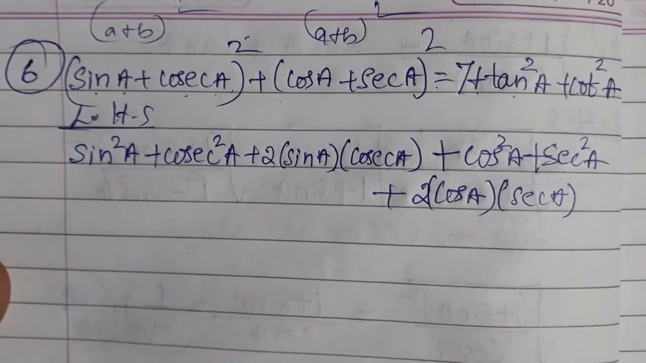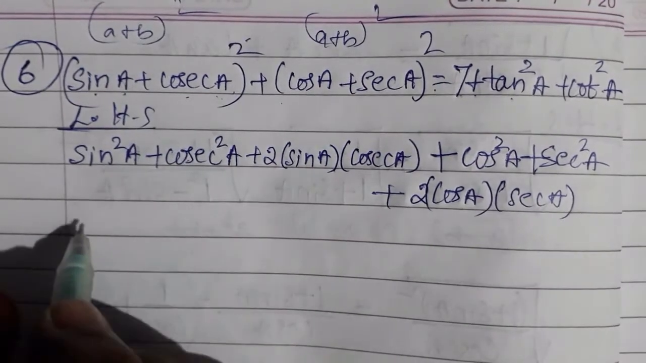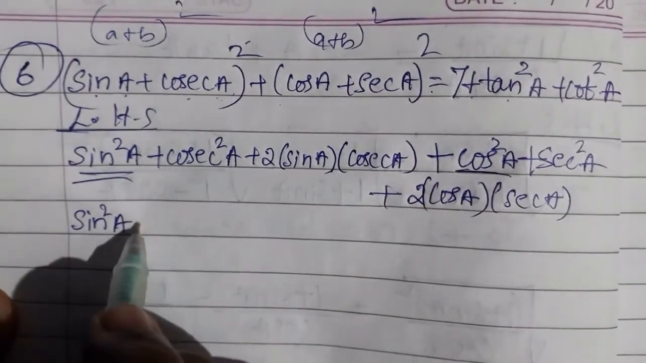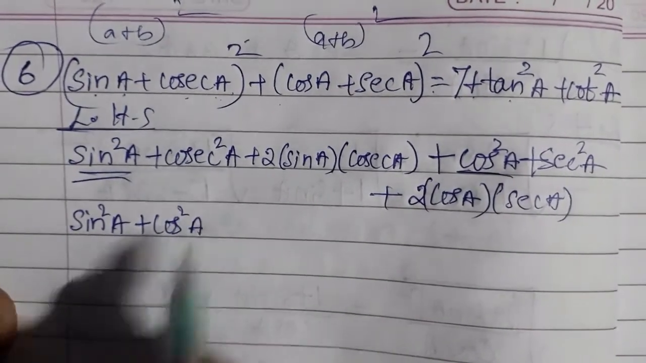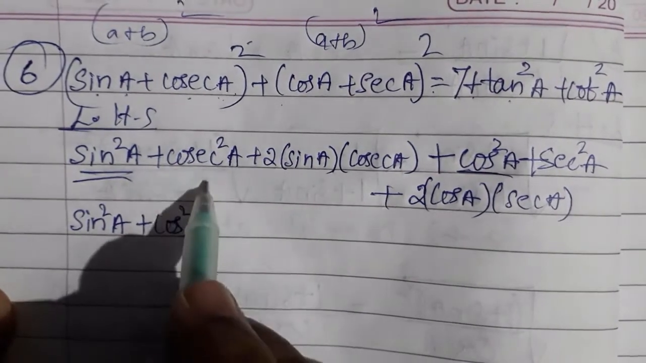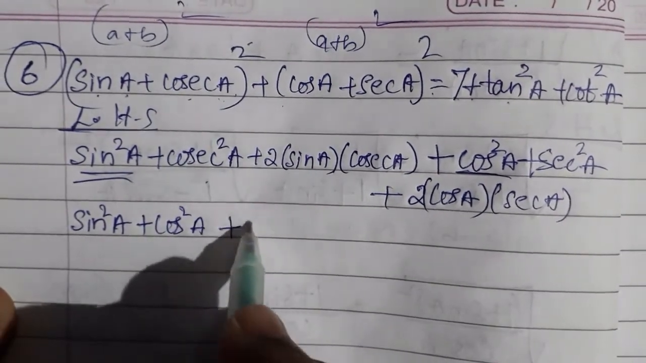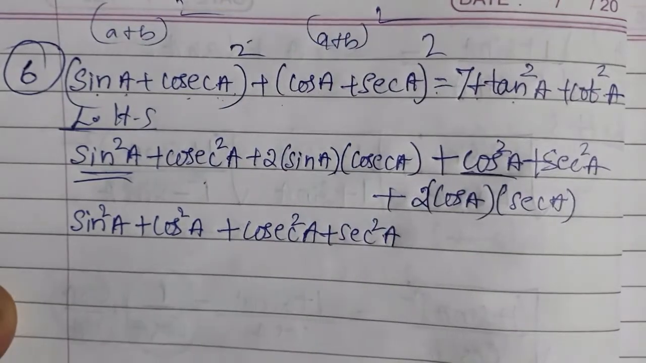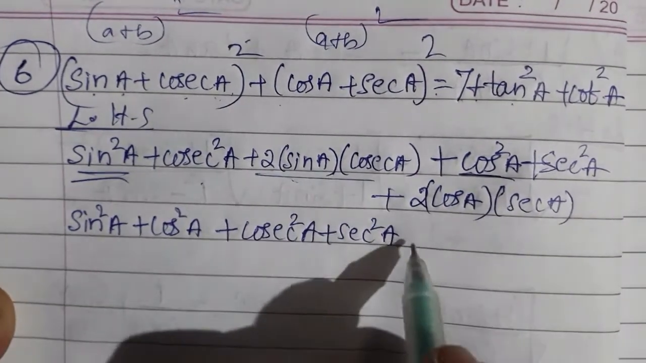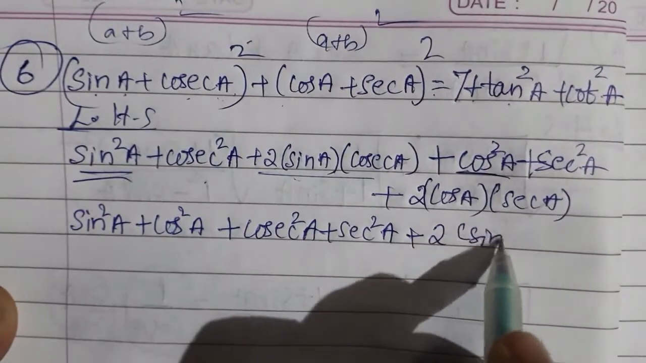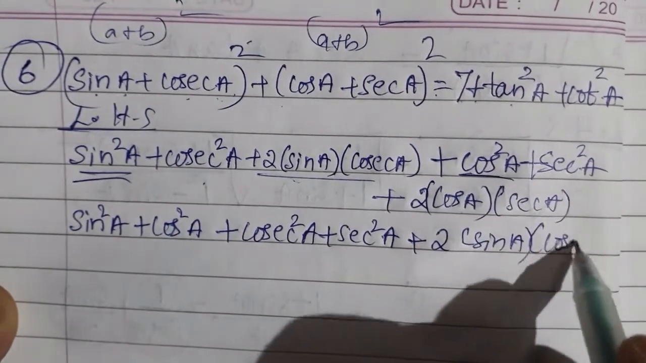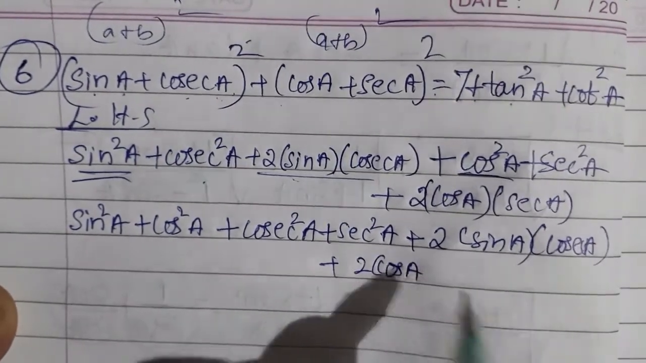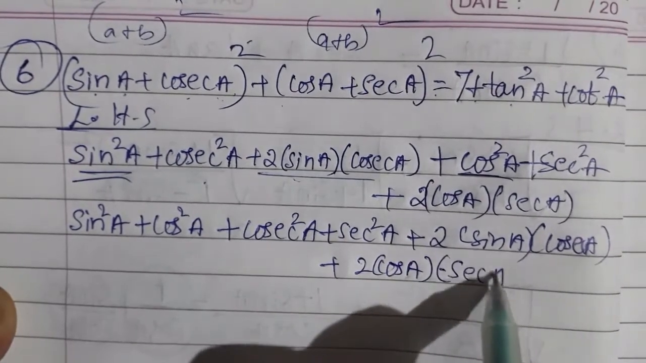Did you get it? So now we will arrange everything together in an order. Sin² A is here, cos² A is here, definitely I can write sin² A + cos² A. After that, cosec and sec I'll arrange together: plus cosec² A plus sec² A. Afterwards I will arrange these two together: plus 2 sin A into cosec A plus 2 into cos A into sec A.